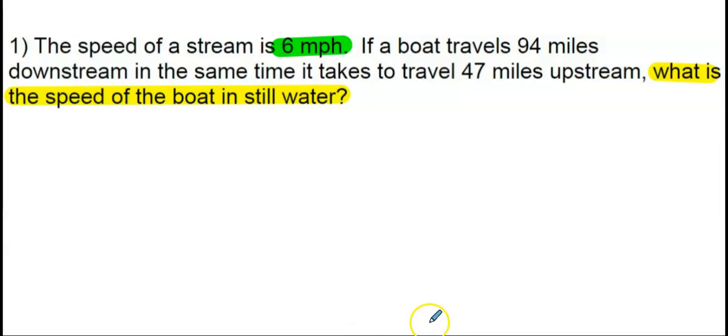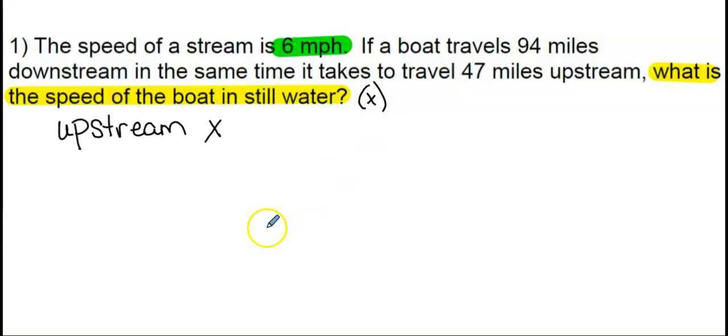So if I'm going upstream, upstream means I'm going against the current. Then whatever speed I'm going, I'm fighting that 6 miles an hour. So if my speed in still water is x, okay? So speed in still water, we're going to call that x because that's what we're looking for. Then my speed going upstream would have to be x minus that 6 miles an hour, okay?